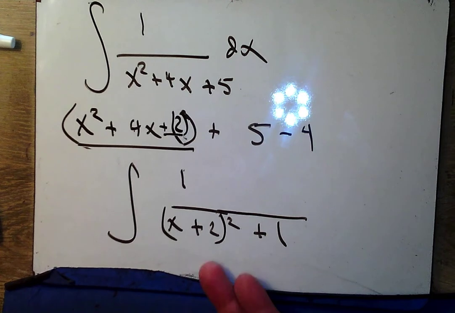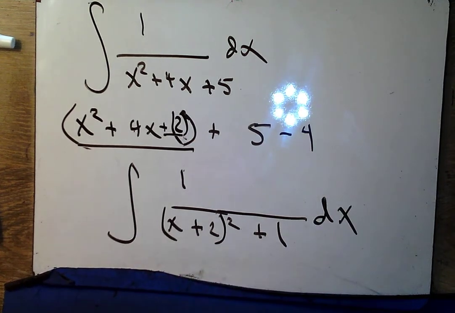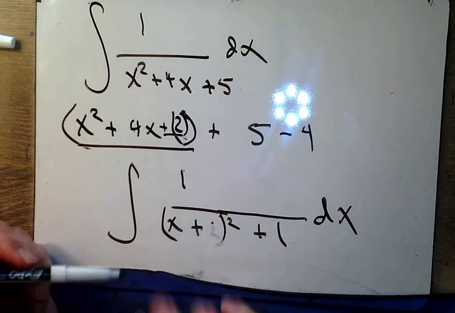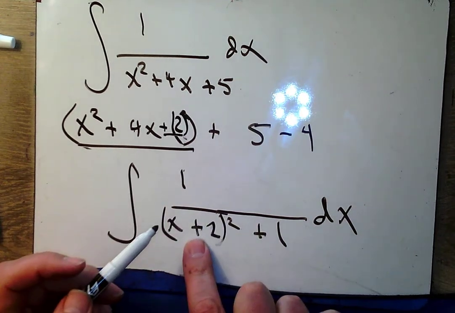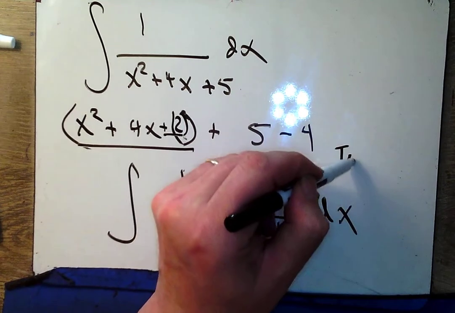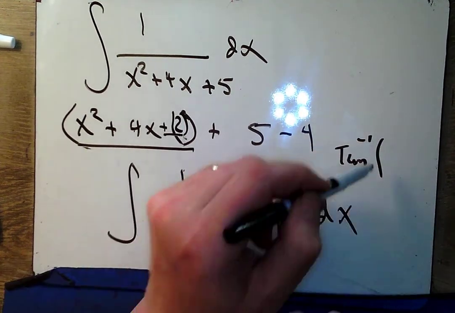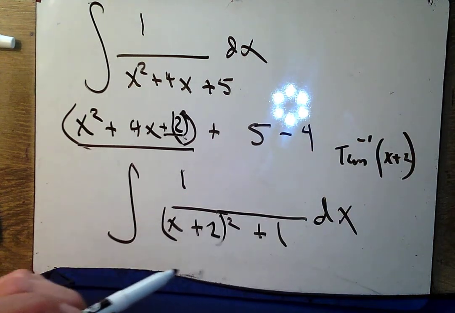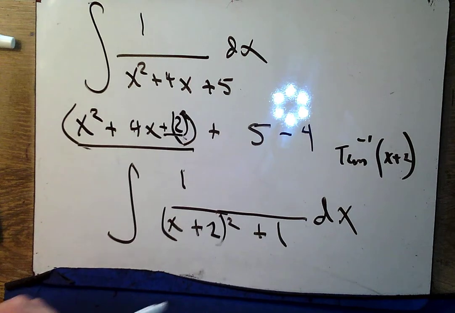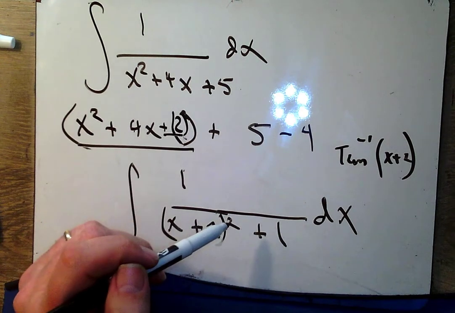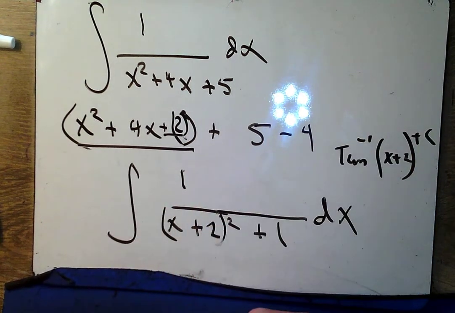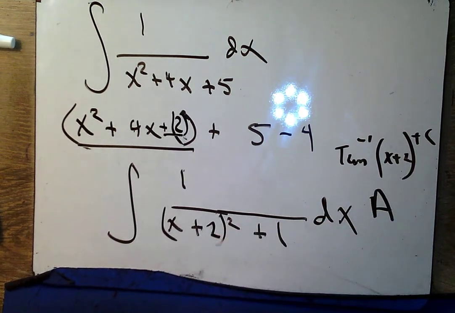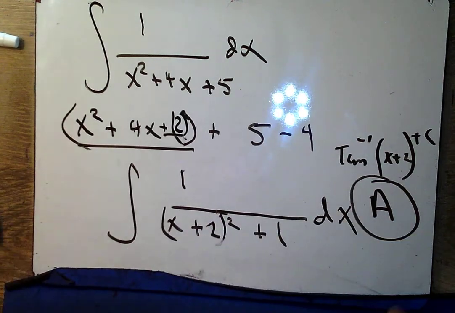And again, I say, hey, that's inverse tan again, right? 1 over thing squared plus 1. And if I do my u sub, it's going to turn out to be just tangent inverse of x plus 2. And am I evaluating this? No. Don't forget the plus c. Tangent inverse of x plus 2 plus c. That's choice A. A for number 4. Okay.